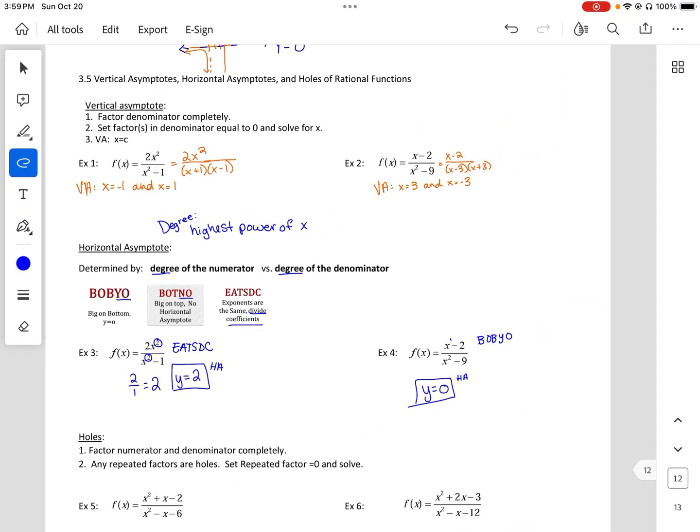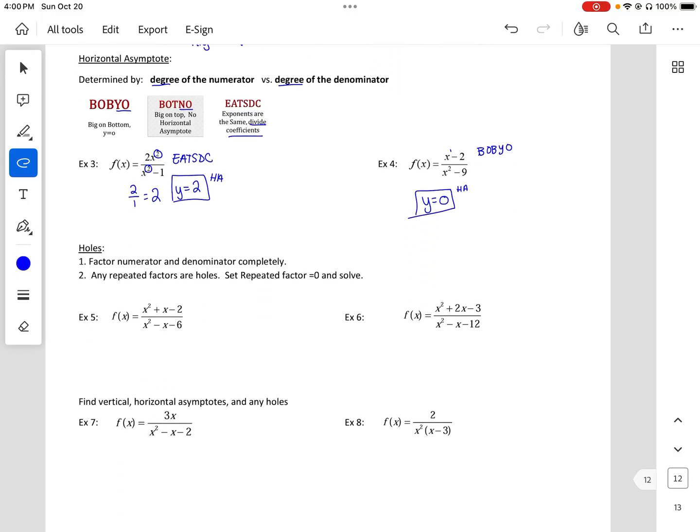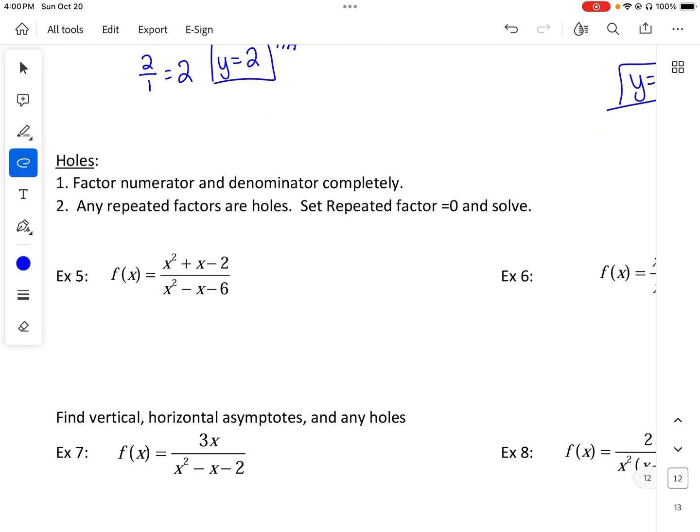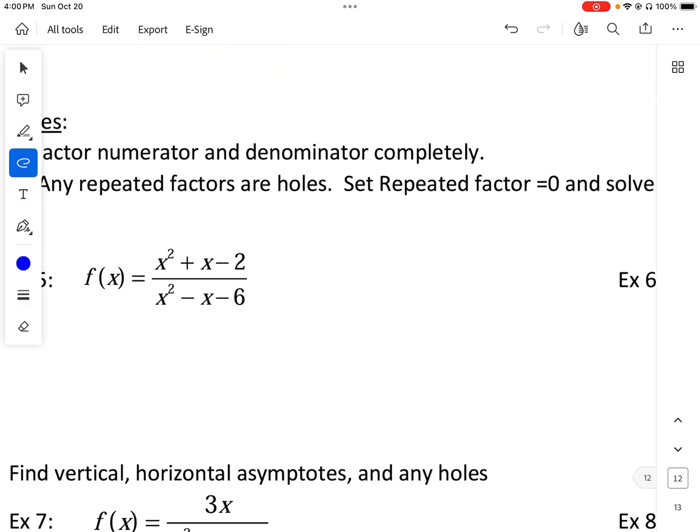Okay, so we've covered vertical asymptotes, horizontal asymptotes. So now we're going to do holes, and we're actually going to do horizontal and vertical asymptotes in this section as well. So for our holes, you are going to factor the numerator and denominator completely, and then common factors are able to be crossed out, and those are where the holes are. And we are going to find out what those holes are.